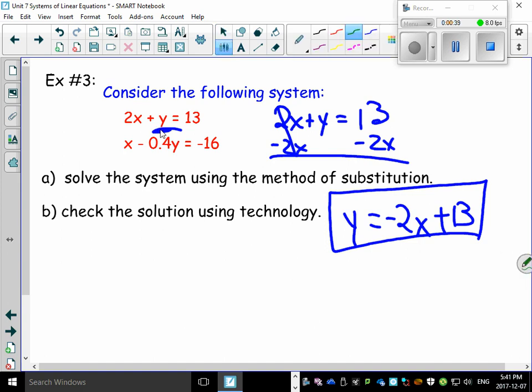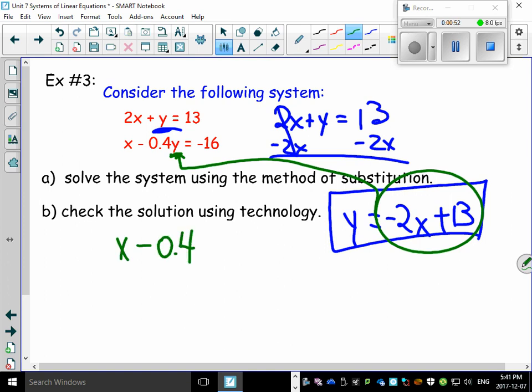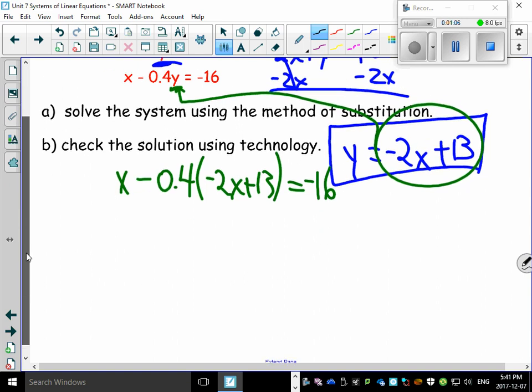Now, check this out. This guy has a y right here. So I'm going to take this ugly equation right here and I'm going to put it in, boom, right there. So here's my x minus, and look at that, a fraction or a decimal. Ugh, yuck. Minus 2x plus 13 equals minus 16. So we might have to use our calculator here to figure out a few things. Rats, let's just do it.